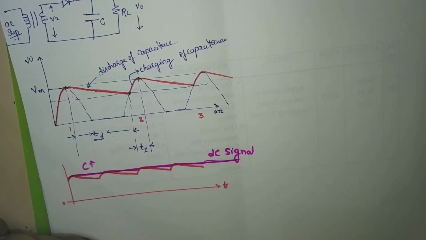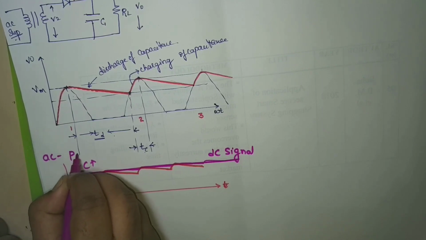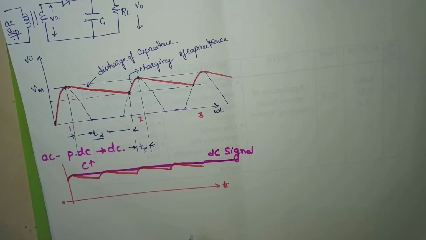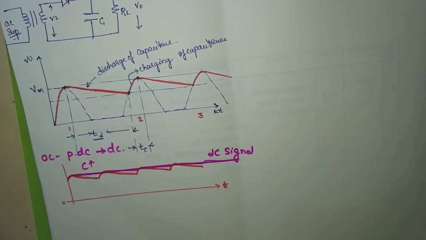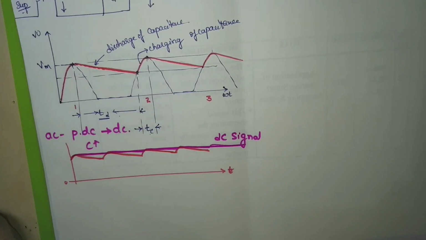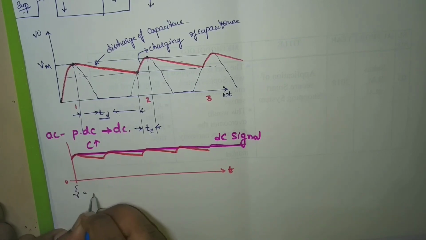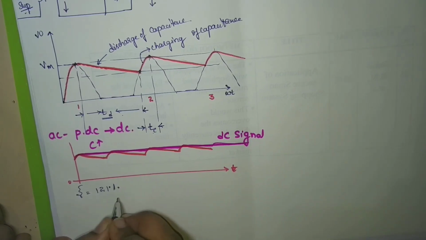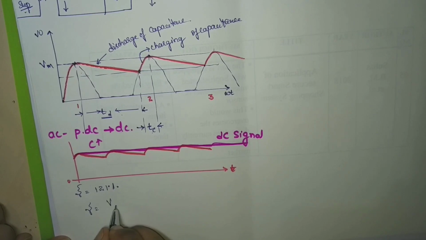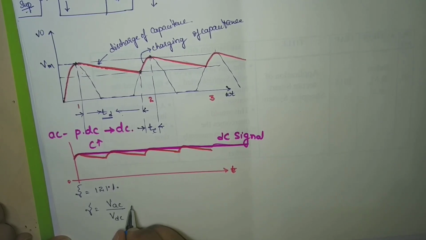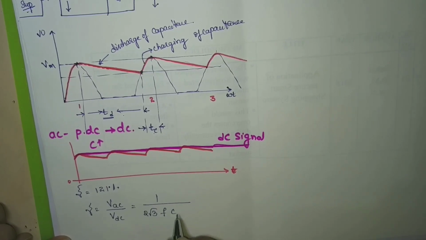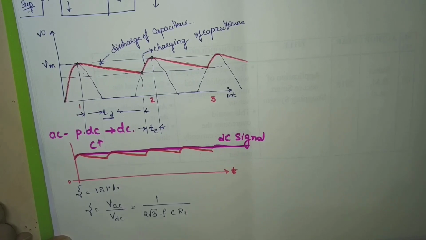This is how you convert an AC signal to pulsating DC and then to DC. So this is the process of filtering. Why do we need this filtering? We need this filter to reduce the ripple factor. As I mentioned in the previous class, the ripple factor of a half-wave rectifier is 121%. To reduce this, we use this. Ripple factor is defined as VAC by VDC, and you have a direct expression for this. You don't need to derive it; you just have to remember it.